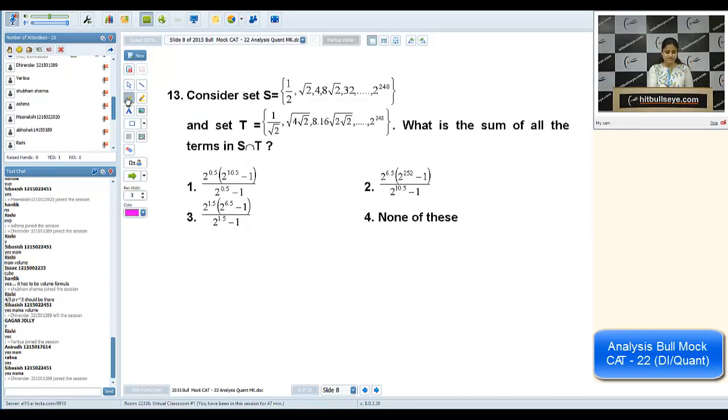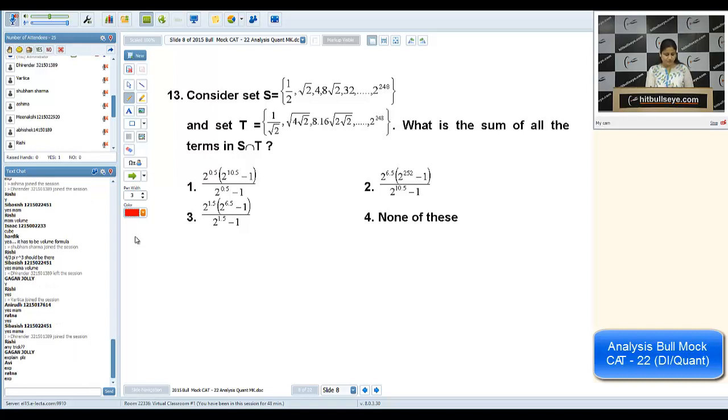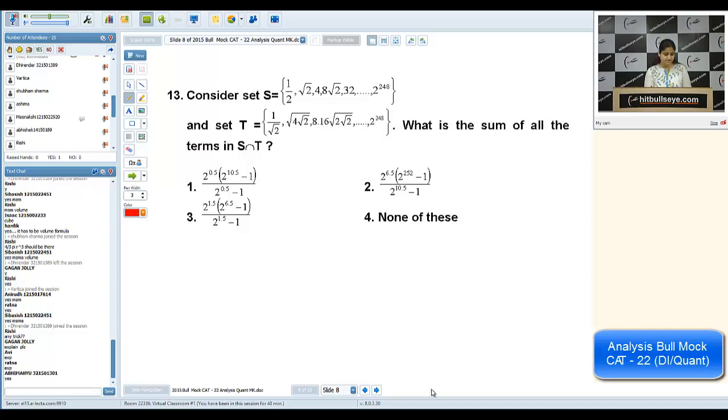Obviously an avoidable question. It was difficult. Yes, any problem in this question, please write "explain" in the chat box if you want me to explain this question. Rishi, I don't have any trick because there is a fourth option, none of these. I have to solve this question. See.